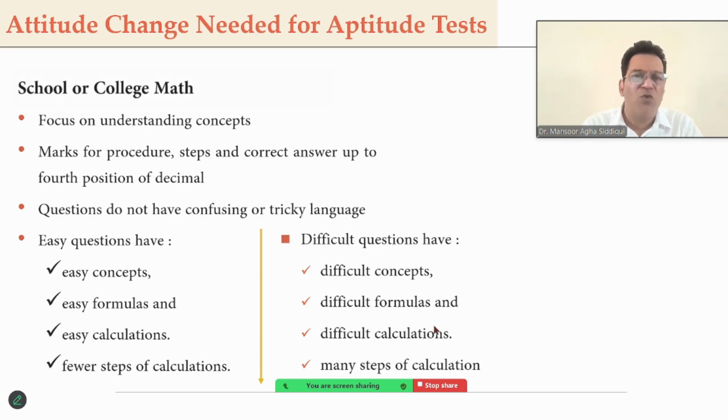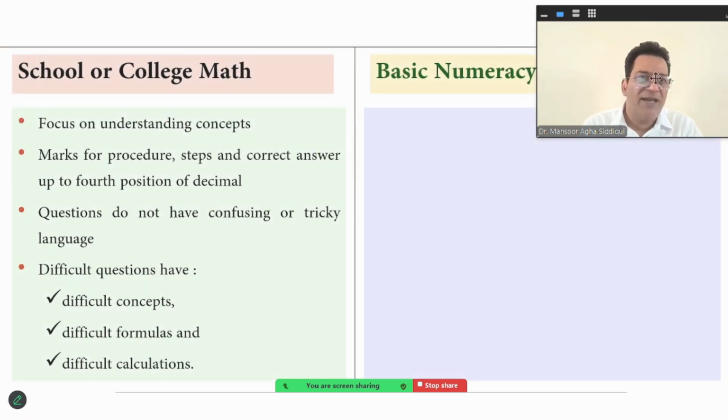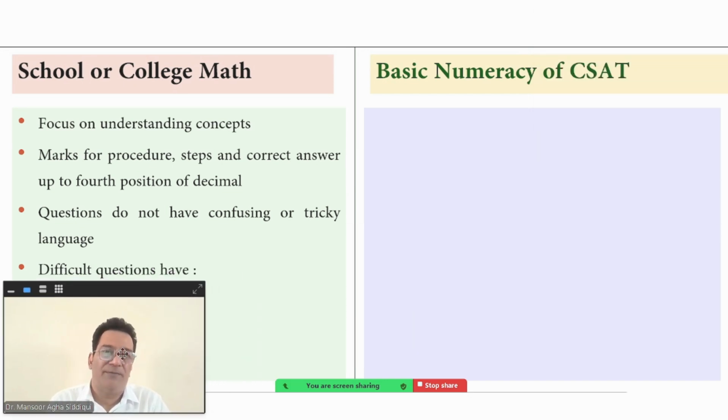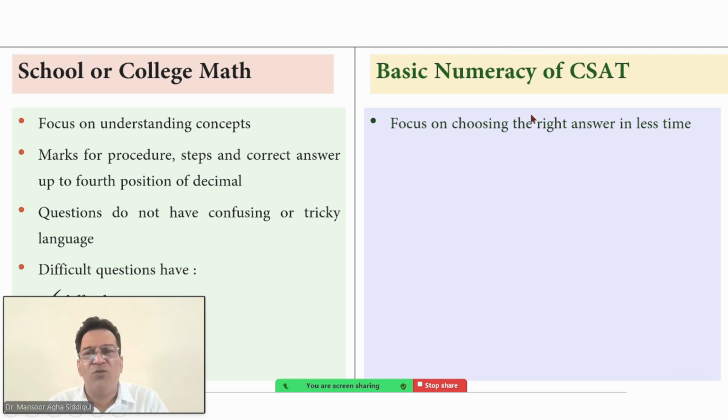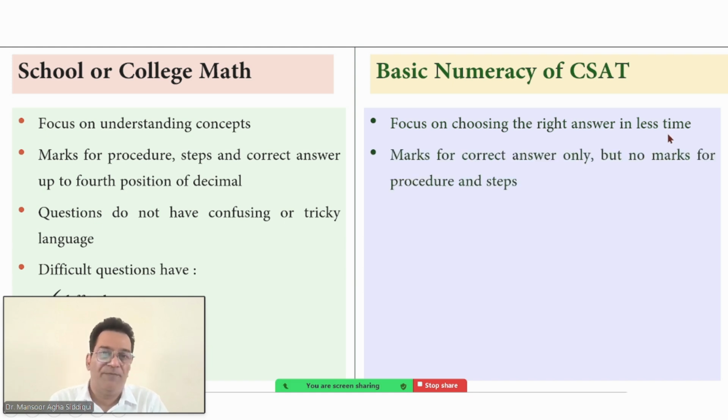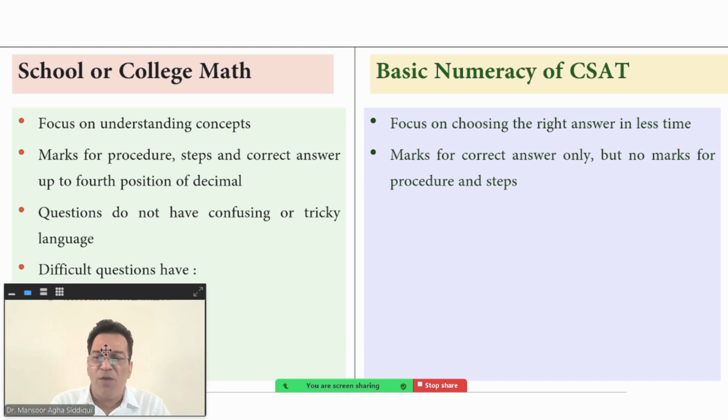But if you look at CSAT, then here the situation is different, here in basic numeracy. Here there is no focus upon whether you know concepts or not. The focus is only upon choosing the right answer in less amount of time. What method you use, what procedure you use, how many steps you use, that is not important here. You get marks only for the correct answer. You don't get marks for procedure and steps, which means your whole preparation has to be different for basic numeracy.